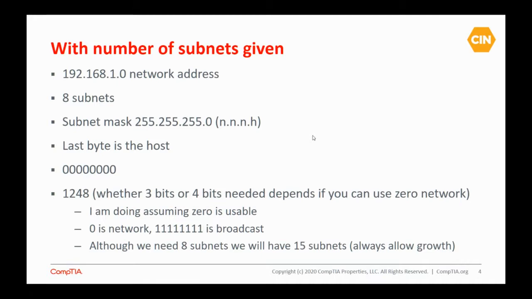Remember, in the host portion, all zeros is the network address, and all ones, and that's both binary, is the broadcast address. So we're going to borrow 4 bits to make sure that we've got more than 8. Most of the time now you do get to use the 0 subnet.